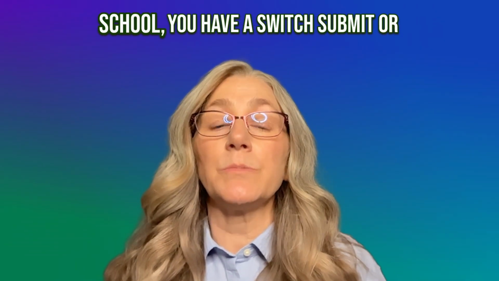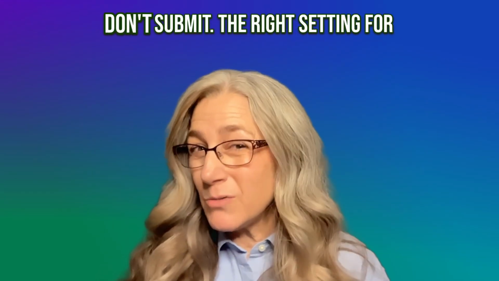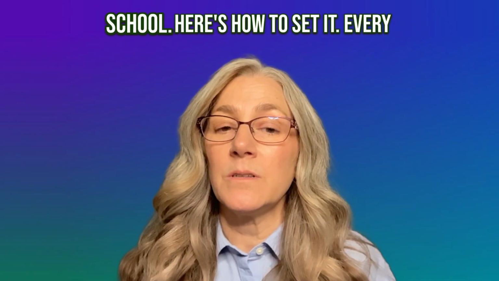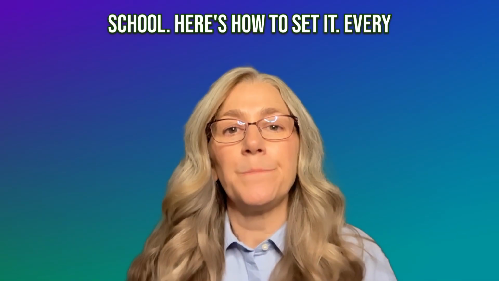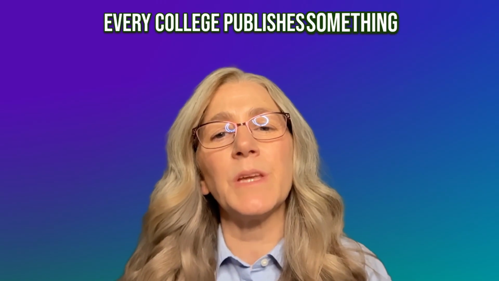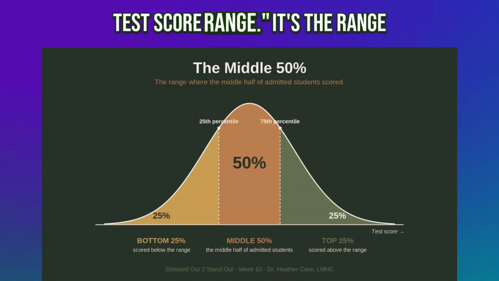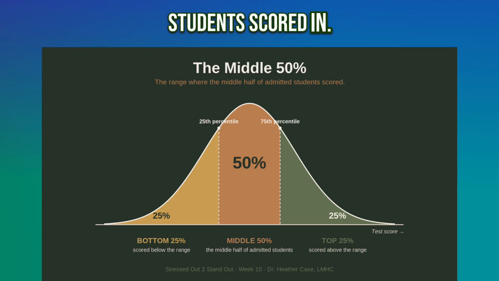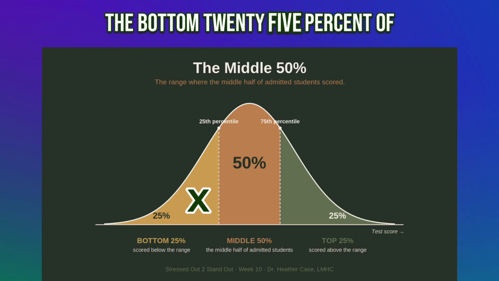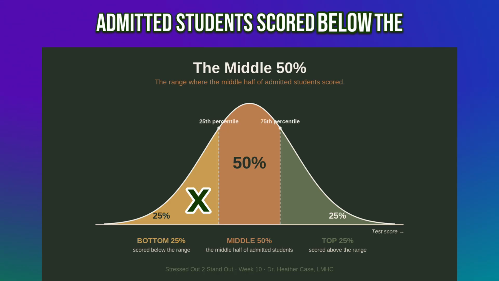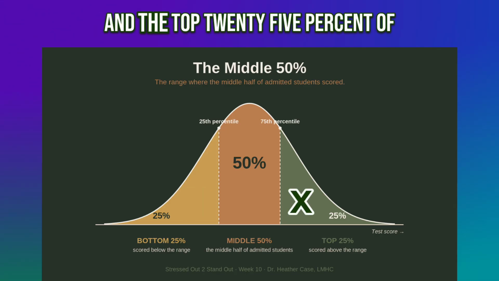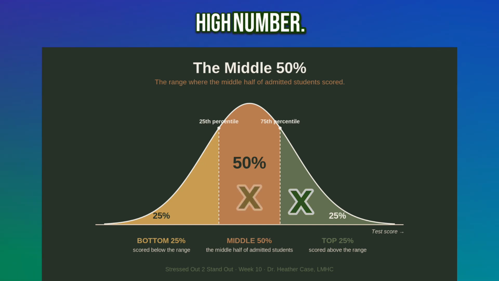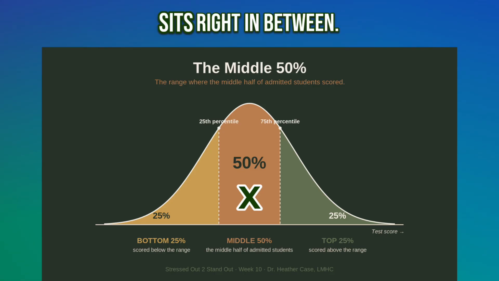At every test optional school, you have a switch, submit or don't submit. The right setting for that switch is different at every school. Here's how to set it. Every college publishes something called the middle 50% test score range. It's the range that the middle half of the admitted students scored in. The bottom 25% of admitted students scored below the low number, and the top 25% of admitted students scored above the high number. The middle 50% sits right in between.